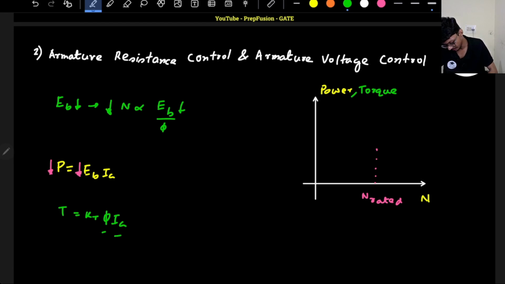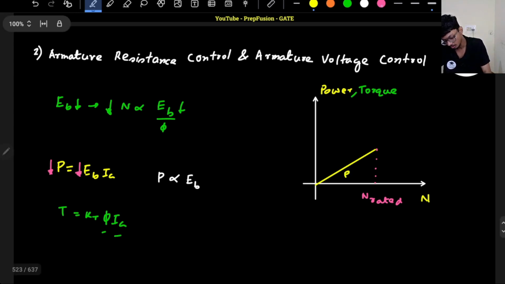So here, what is happening, my power is directly proportional to EB because current is not changing, so it is linearly proportional. So the power will be somewhat like this because it is below the rated speed. I'm linearly reducing my armature voltage with the chopper, so it will be a linear relation.